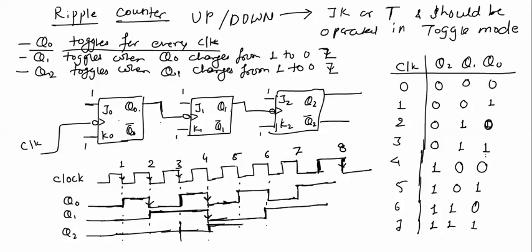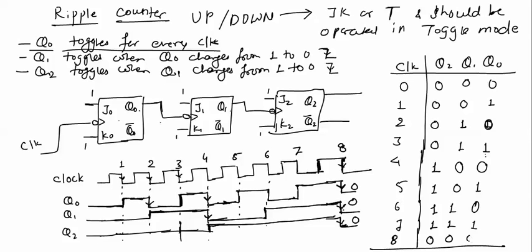This will be the waveform for the output. Now if we apply 8 clock pulses, we will see how the counter resets. At the 8th clock pulse, we know that Q0 toggles for every clock pulse, so it will change from 1 to 0. There is a negative edge, so this output will also change from 1 to 0. There is a negative edge, so the next output will also change from 1 to 0. So all the outputs simultaneously become 0 0 0.